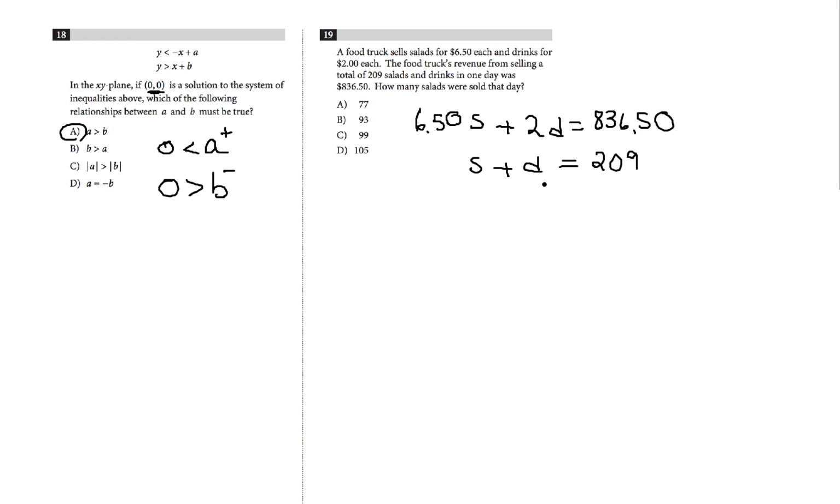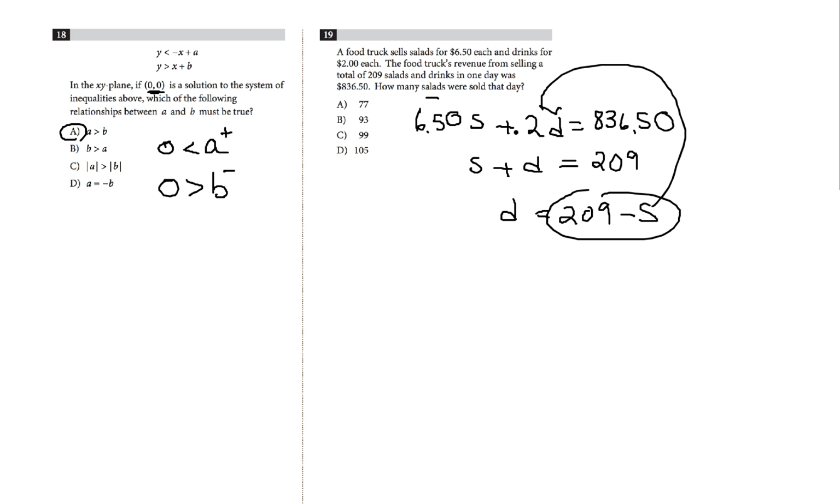And then you do a long, complicated, something's telling me that you guys didn't do it this way. But what I did was I'm probably going to spare you all the details of this, but I solved it for drinks because we're trying to figure out how many salads. So I'm going to solve it for drinks. It's 209 minus the salads. And then I took this and I put it in there for the 2.